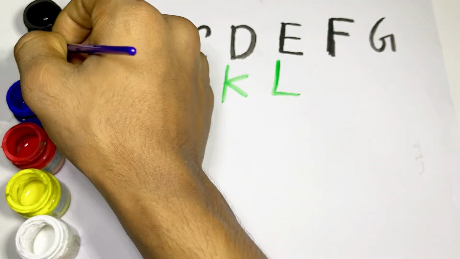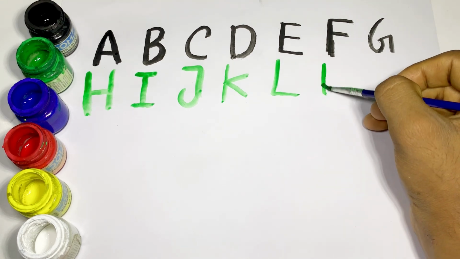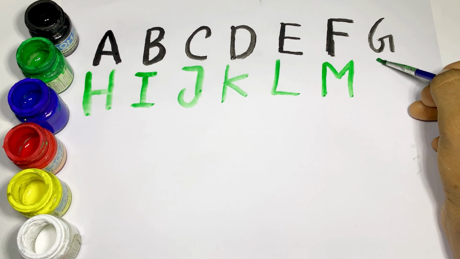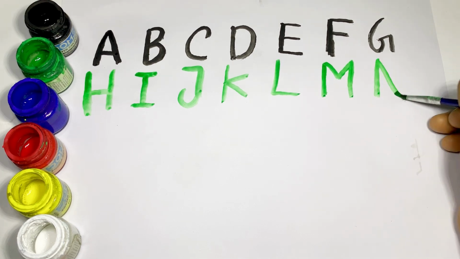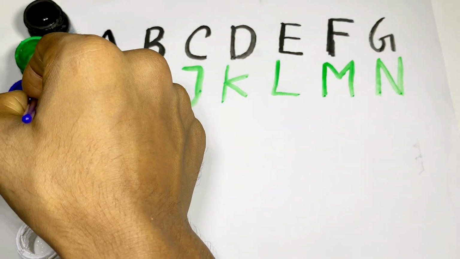Kids, again use green color and draw. M for moon, M for mango. N for nose, N for nest. Kids, now numbers. And first read of 1 and use blue color.